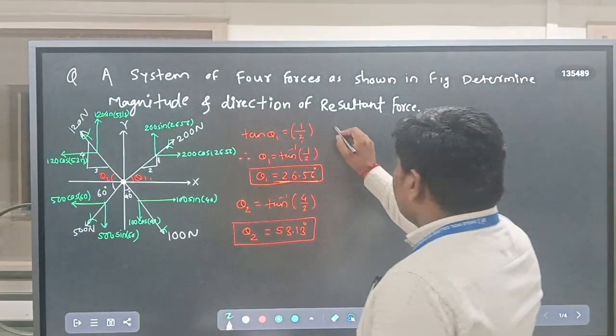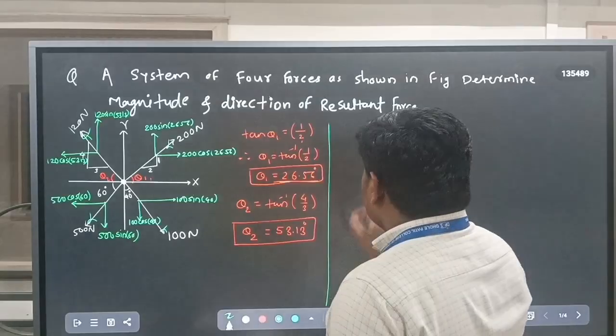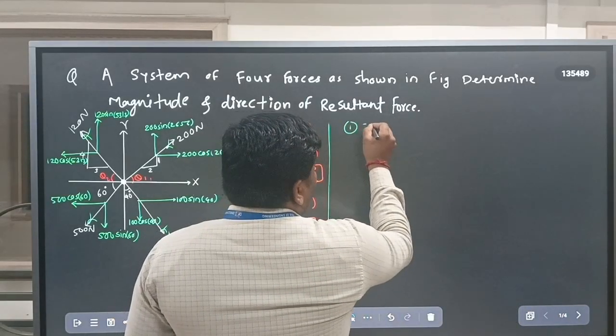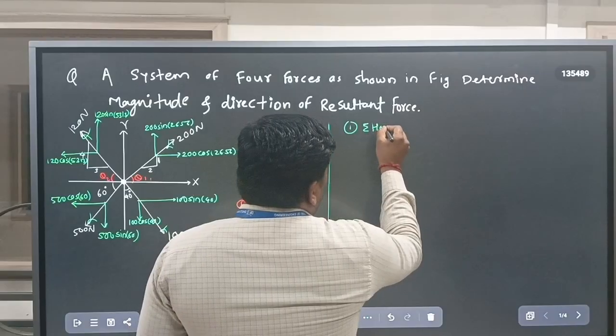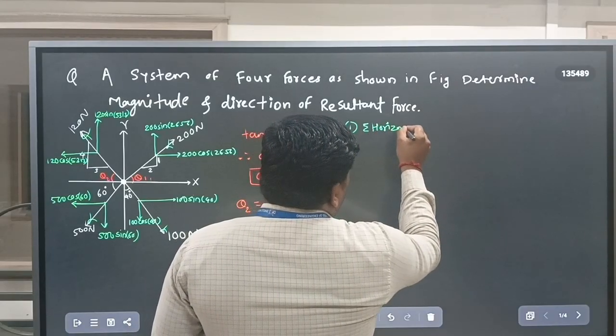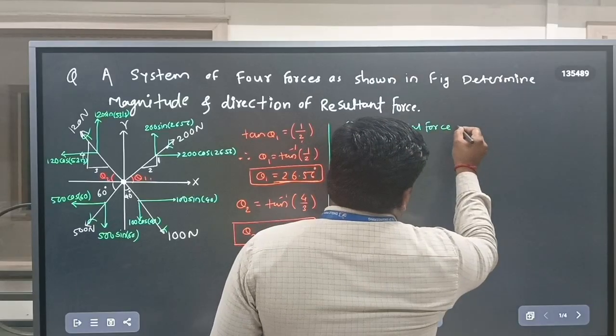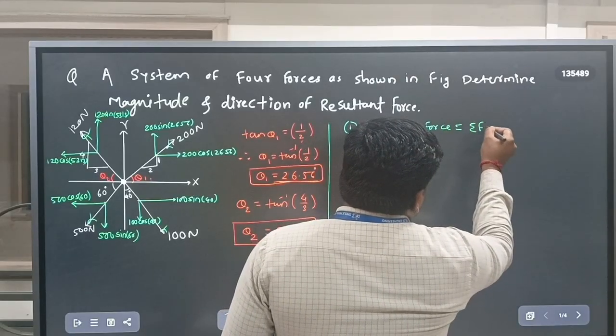तो again our regular way, the step 1 is summation of horizontal forces, that is nothing but what? Summation of F of x.